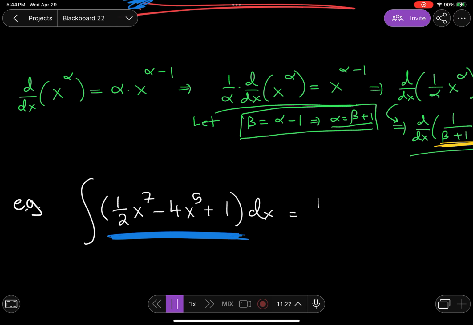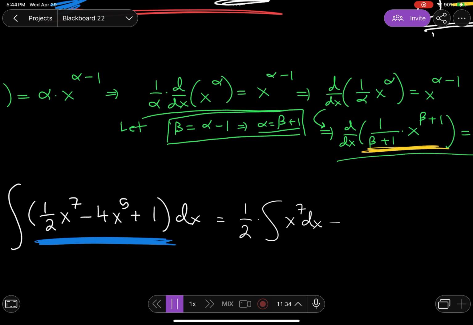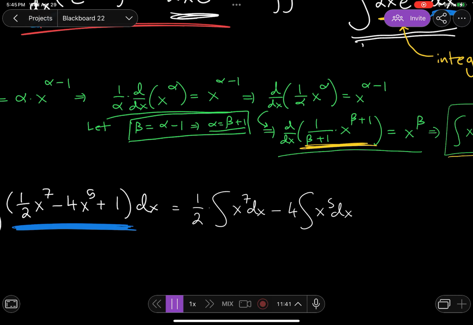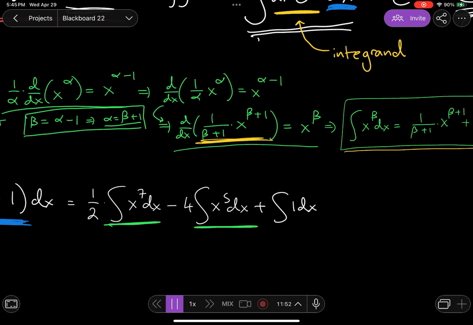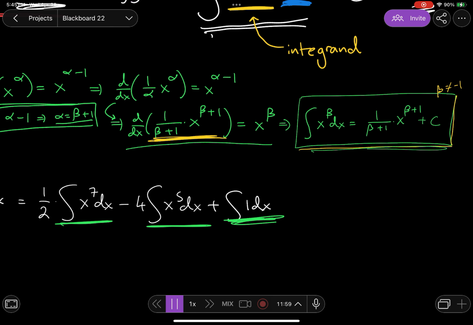this is the same thing as 1/2 times the integral of x to the 7th dx minus 4 times the integral of x to the 5th dx plus the integral of 1 dx. All right. And now with each of these pieces, I could do it with this piece right here, but I'm going to use a different rule. What function has a derivative of 1? That's easy enough. With all of these, I can use this rule right here.